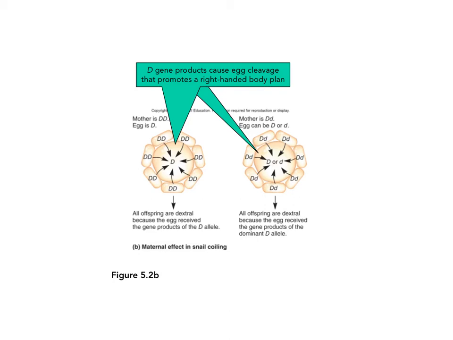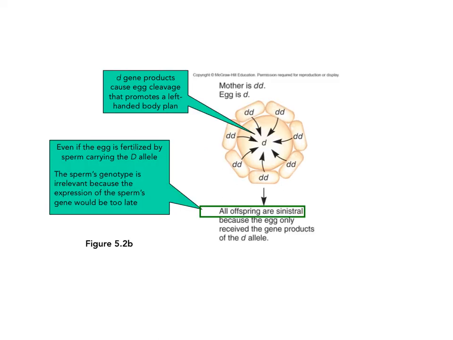Now, if the mother is homozygous dominant, big D, or a heterozygote, big D, little d, all offspring are going to be dextral because of the influence of that big D protein. So even though you're sending little d messenger RNAs and products into this cell, the dominant allele exerts the most pressure, and that'll cause that right-handed body plan.